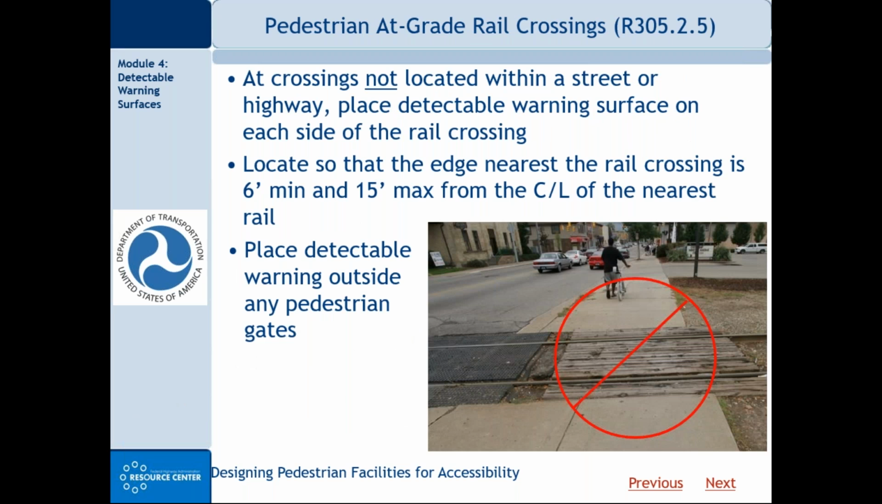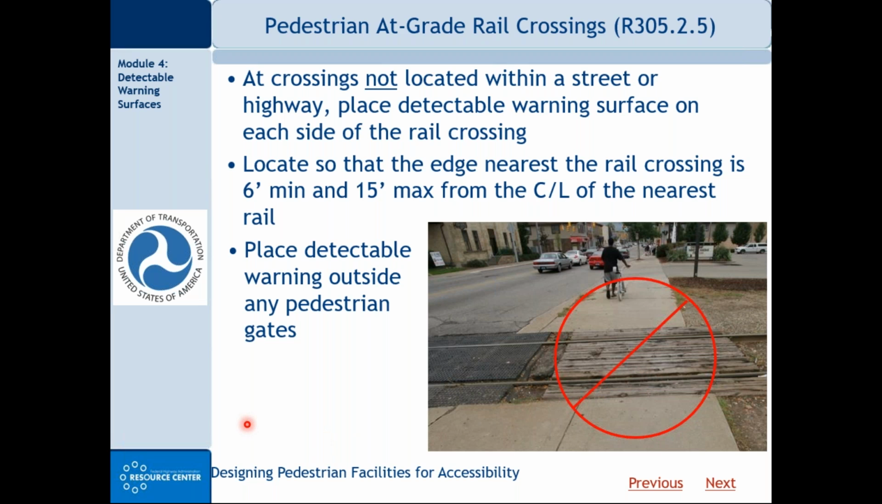Another place where we need detectable warnings is at railroad grade crossings, where the sidewalk crosses the tracks, to warn pedestrians, blind pedestrians, that they are about to cross the tracks. And notice, locate the edge of the detectable warning nearest the rail crossing a minimum of 6 feet and 15 feet maximum from the center line of the nearest rail. And that's, as it says, the center line of the steel rail, not the center line of the gauge of the tracks, the center line of the steel rail.